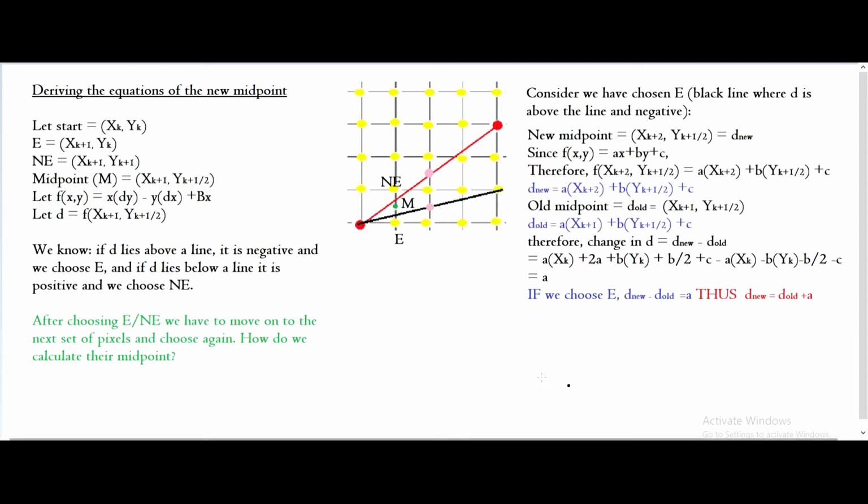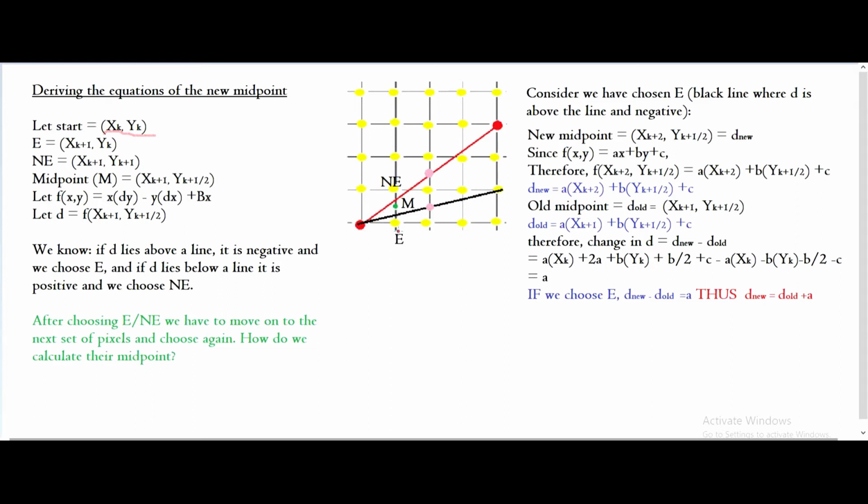Okay, so till now we've understood two of our theorems, the midpoint theorem and some properties of a line. So let's go back to our graph here. Our starting point, we can represent that by a coordinate, for example, (xk, yk). You can choose any coordinate for that. You can also choose (xl, yl), it doesn't matter. So I've chosen (xk, yk). And as the line moves on, we are given two options. One is E, which is to the east of the starting point, and one is NE, which is to the northeast of the starting point.